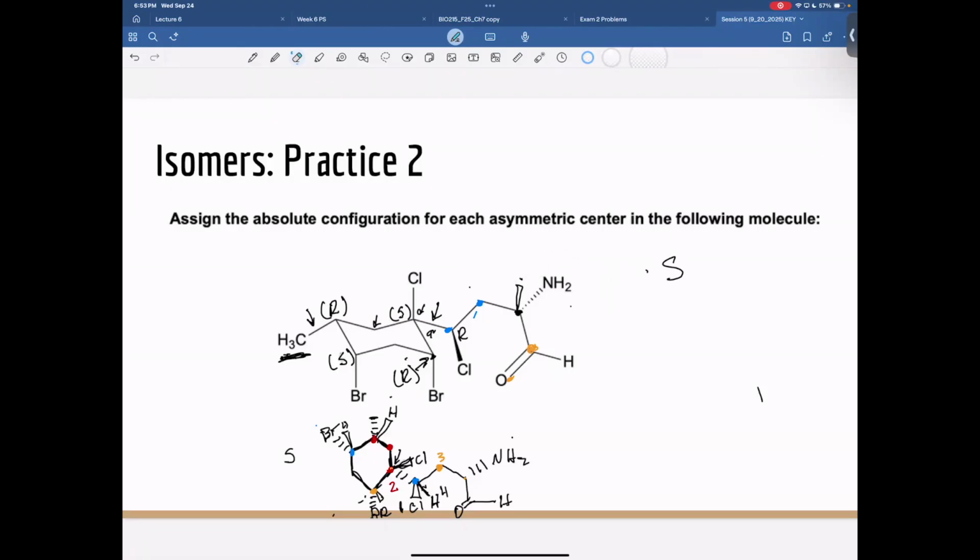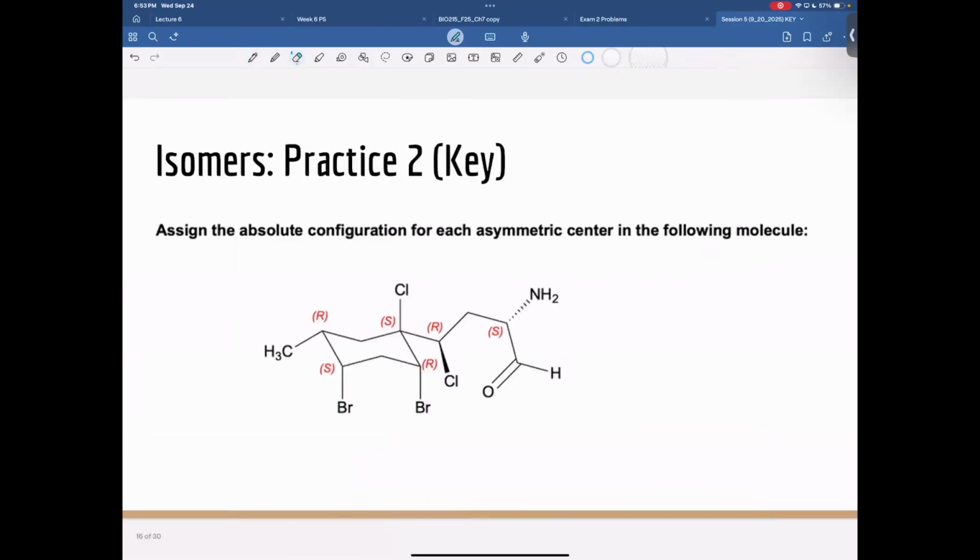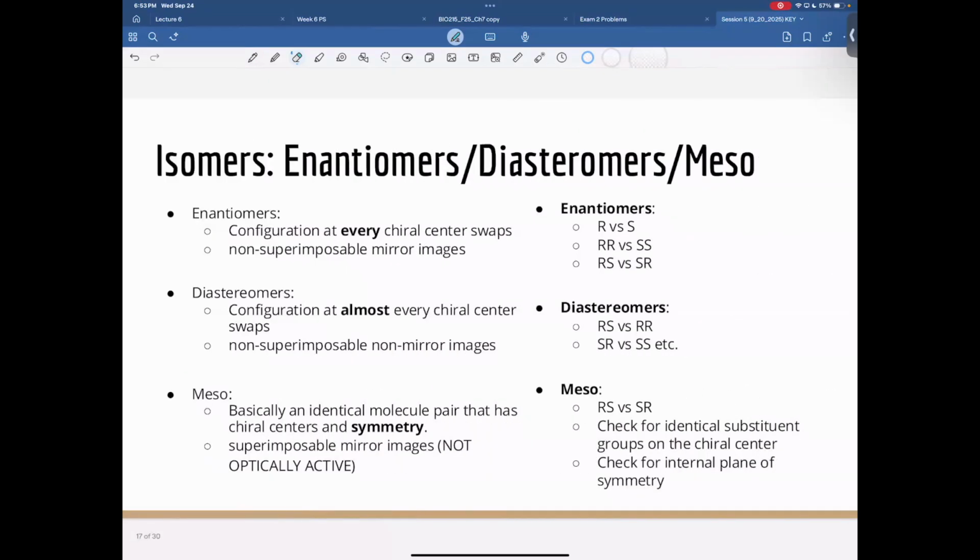We understand that? Is there anything confusing with the cross swapping? Does that make sense? Just always want to try and get that lowest priority group on the dash. Answer key. Next, we're going to talk about, yep, question.